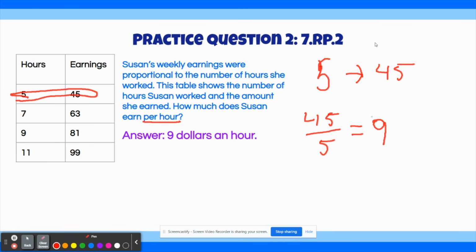So our final answer here would be 9. You'll find that you get the same answer even if you use 63 and 7, or 81 and 9, or 99 and 11.